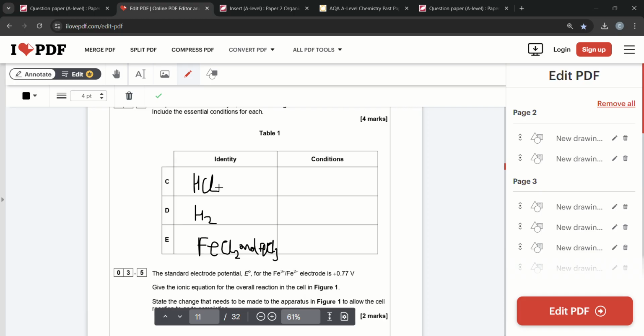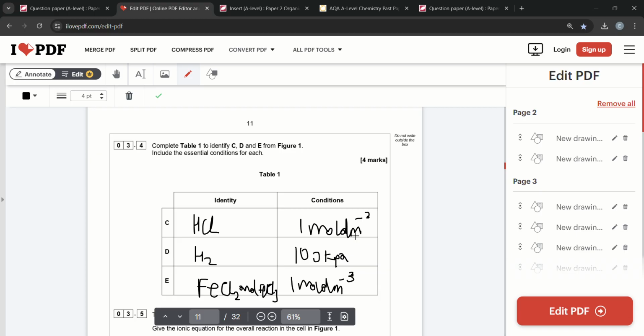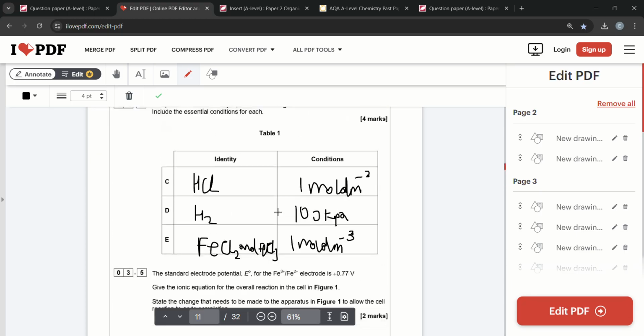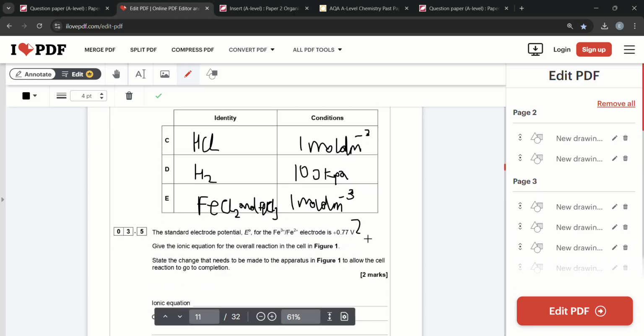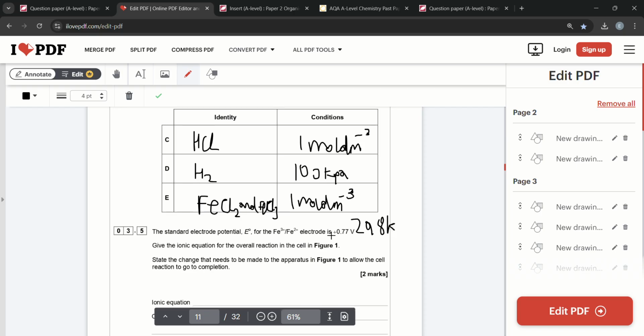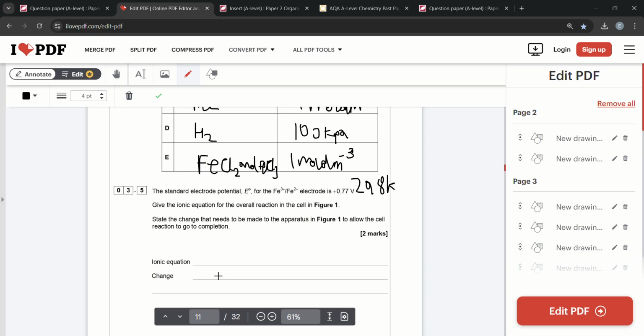The conditions, I feel like that's hard, but the conditions you should know: 1 mole per dm minus cubed. H2, hydrogen, is a gas, 100 kilopascals pressure, and 1 mole per dm minus cubed. So those are concentrations. You do need the 298 Kelvin. It mentions 298 Kelvin. That's the temperature.